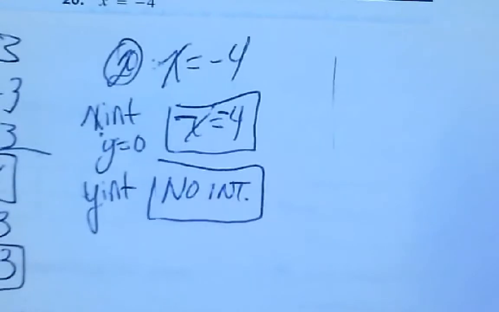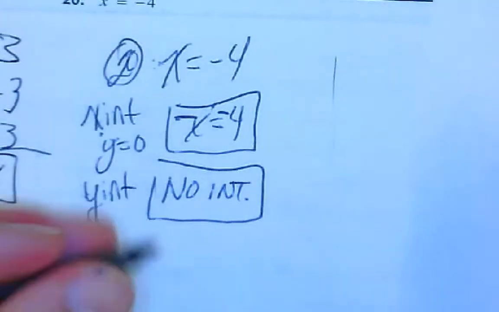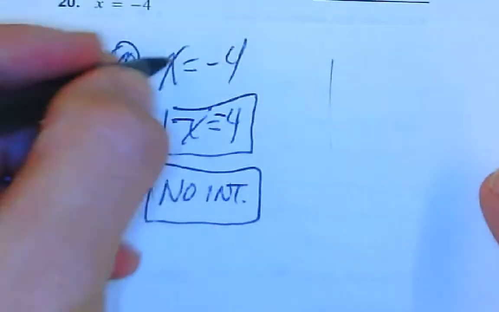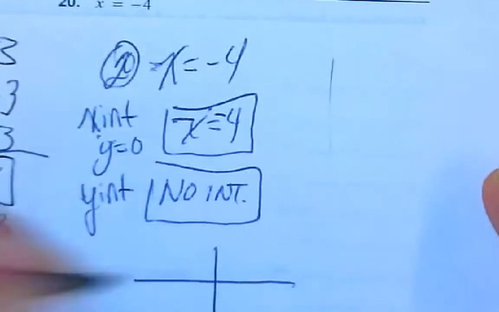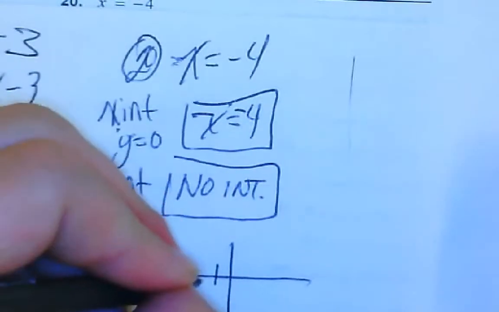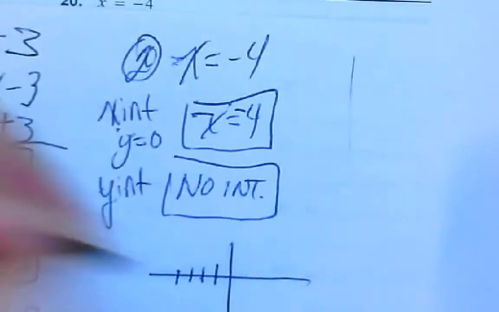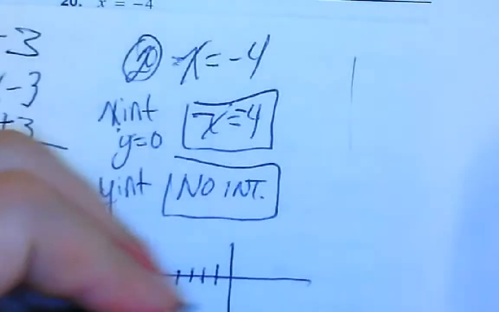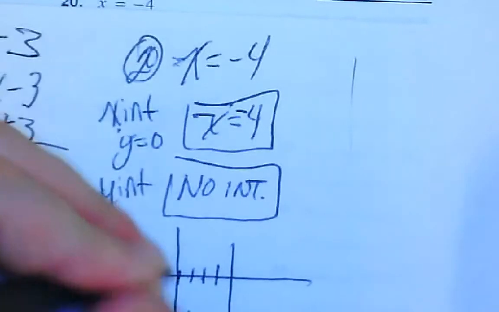The last thing we want to look at is what our slope would look like. This says x equals negative 4, so let's graph it out. Let's go over here to negative 4. 1, 2, 3, 4. All right? Draw your line, x equals negative 4.